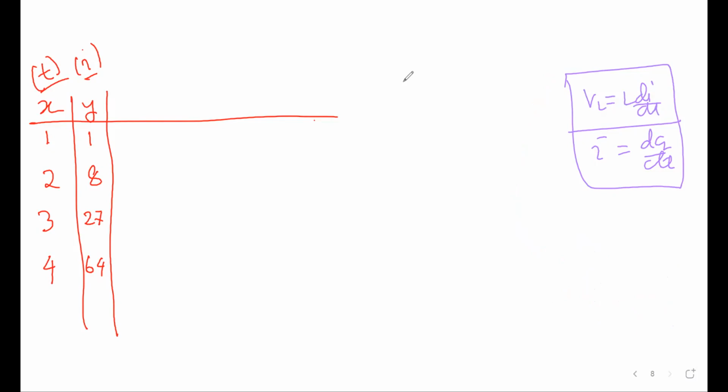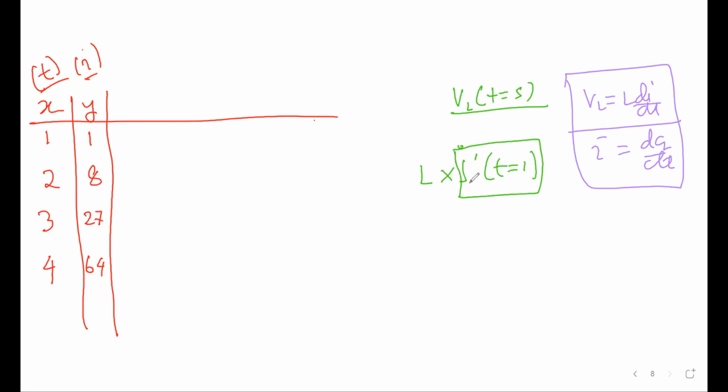Now if someone asks you to calculate the voltage across the inductor at time t equal to 1 second, what do you need to do? We have to calculate the derivative of this quantity I at t equal to 1 second, and then multiply it by the value of L, isn't it? Yes, sir. Then we will get the voltage across the inductor at time t equal to 1 second. Now, in order to do that, the central problem is to calculate the derivative, isn't it?